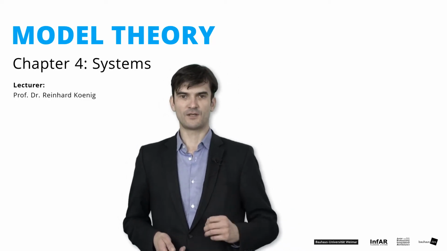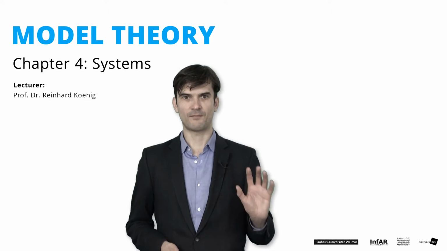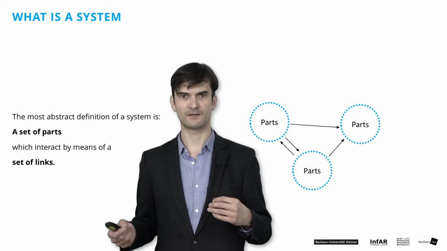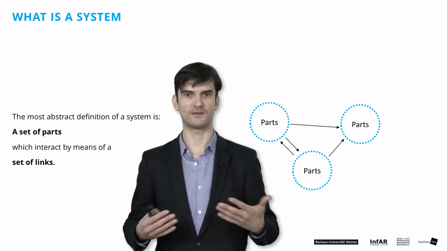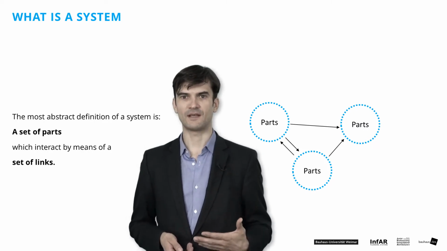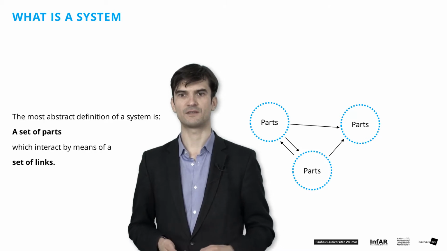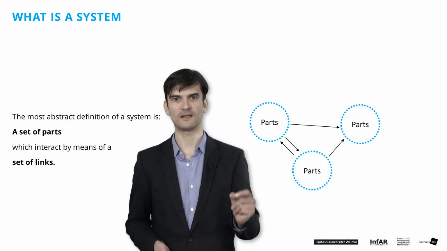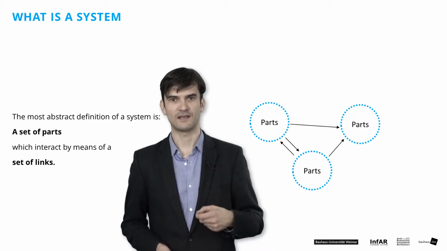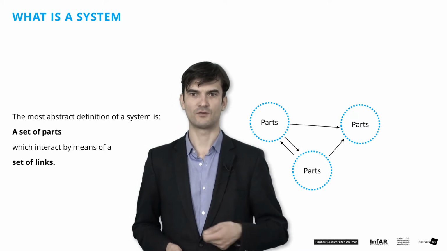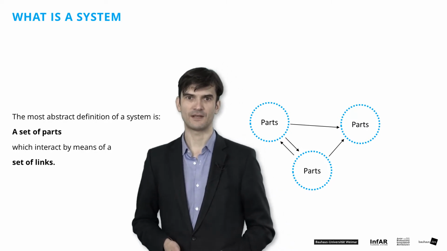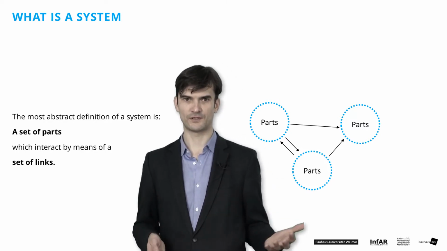The most abstract definition of a system is a set of parts which interact by means of a set of links that connects the parts of a system. As shown in the illustration, a system can be represented as a graph, where the parts are represented as nodes, the circles, and the links, respectively the interactions, they are represented as lines or arrows showing the direction of an interaction.